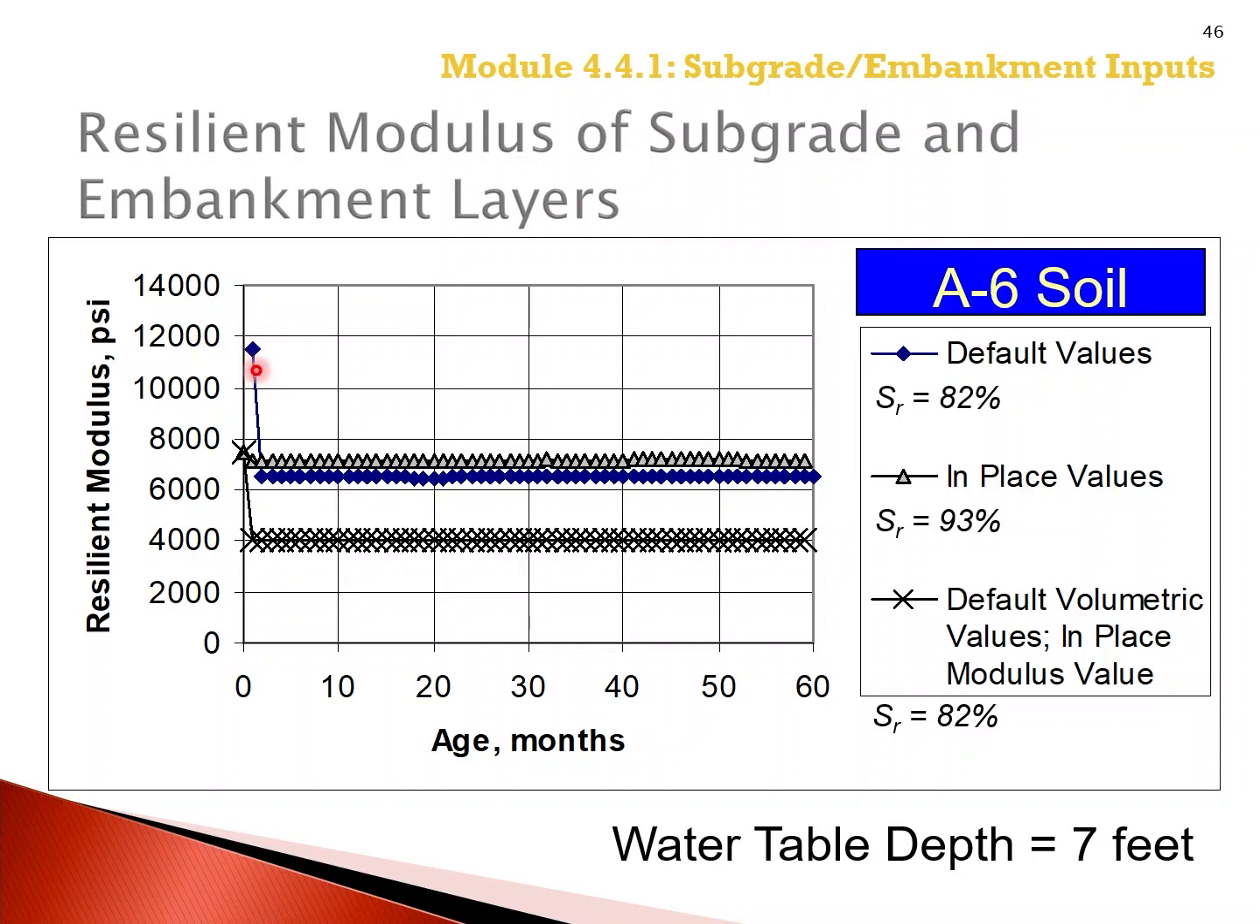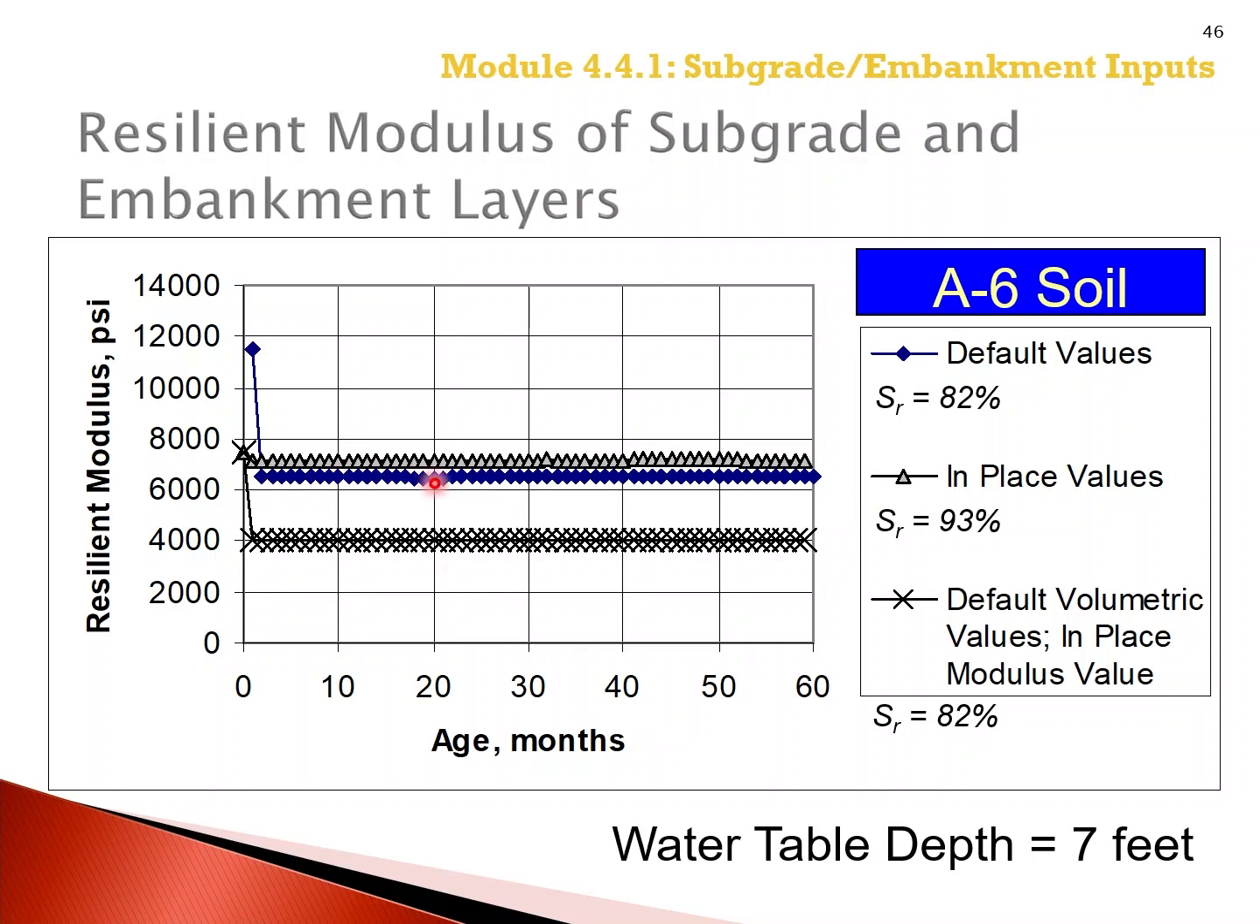So in summary, the diamonds represent A6 soil measured in the laboratory at maximum dry unit weight and the optimum water content. The beginning value at an 82% degree of saturation is basically 11,800 psi. The EICM then, depending on the climate we're in and the water table depth, will reduce that value depending upon how water content or degree of saturation increases throughout the design period from the optimum water content condition.